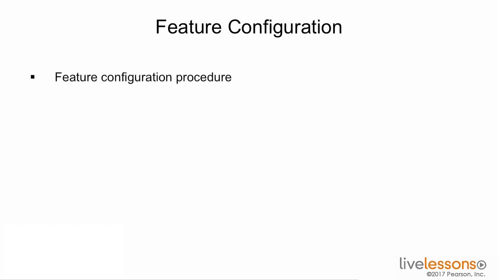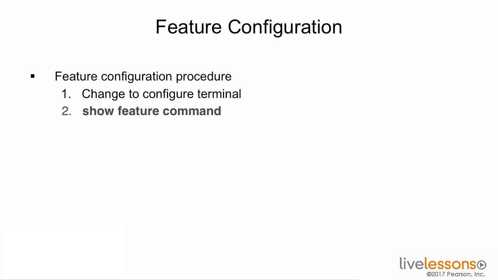For feature configuration, we're going to go through the feature configuration procedure. The first thing we're going to do is change to a mode called Configure Terminal. This is where we go to make changes to the device. We're also going to take a look at the Show Feature command, and that's how we can see which features are enabled and which ones aren't. We're then going to enable a feature called LACP that we've talked about in previous lessons. And then we're going to take a look at the feature command again to see what is different after we have enabled that feature.